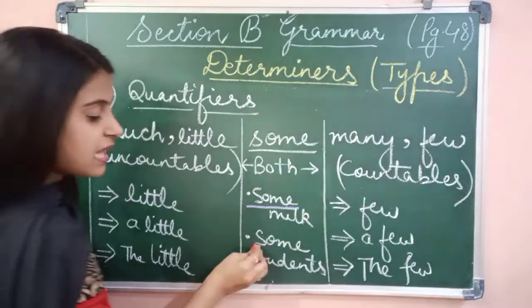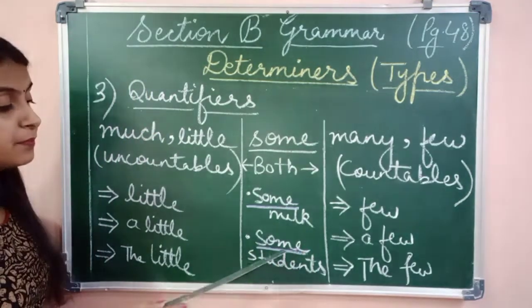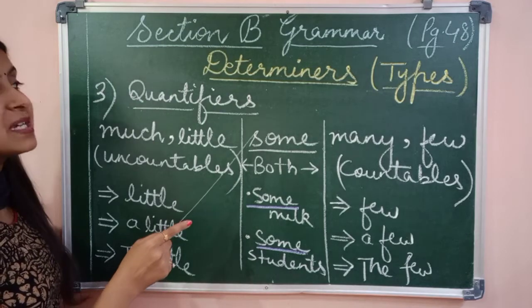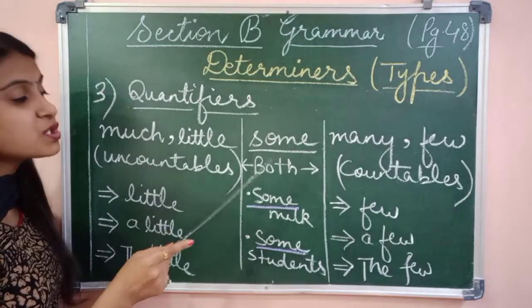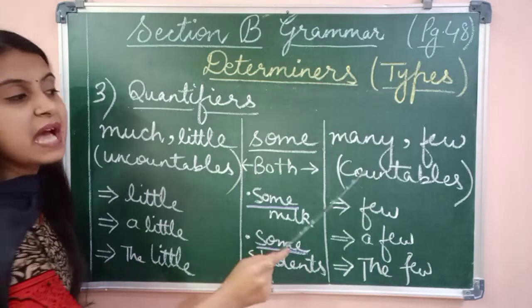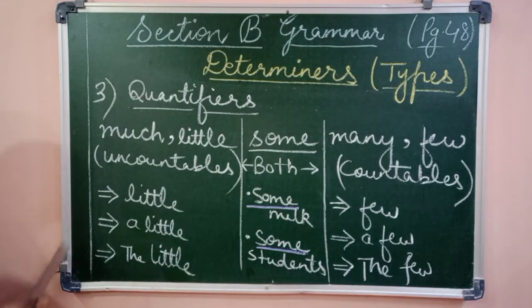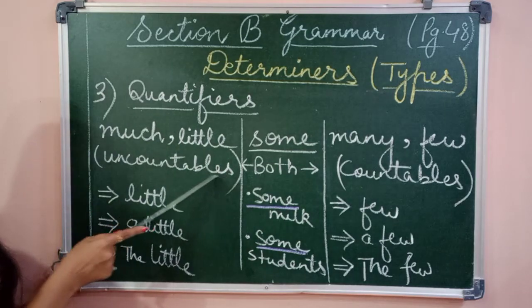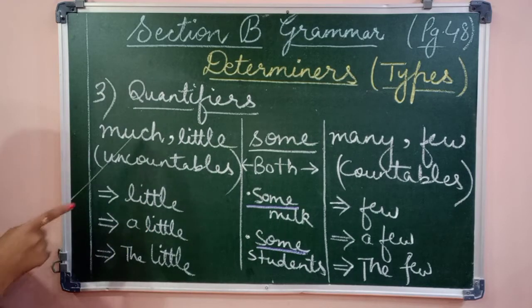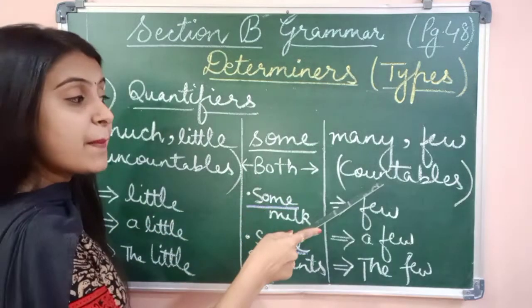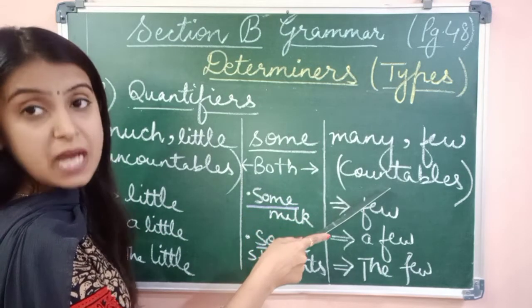Can students be counted? Yes, we have used some before students. So some is a quantifier that can be used both with uncountables and countables together. Now, much and little can only be used with uncountables. You cannot say I have much friends. You will say I have many friends. Many is used with countable nouns.